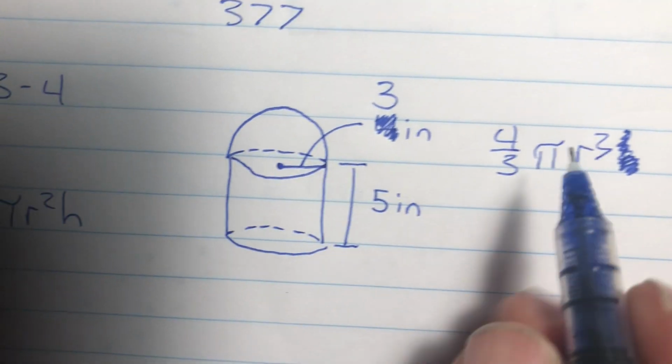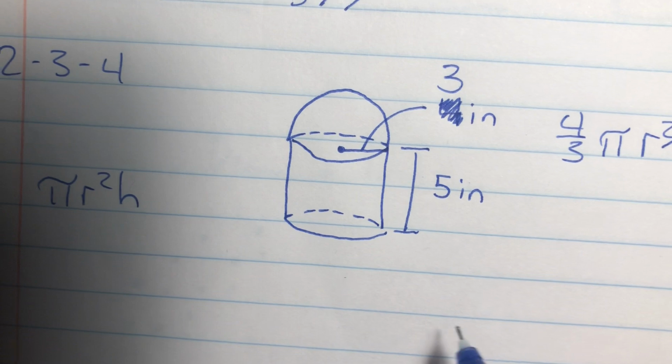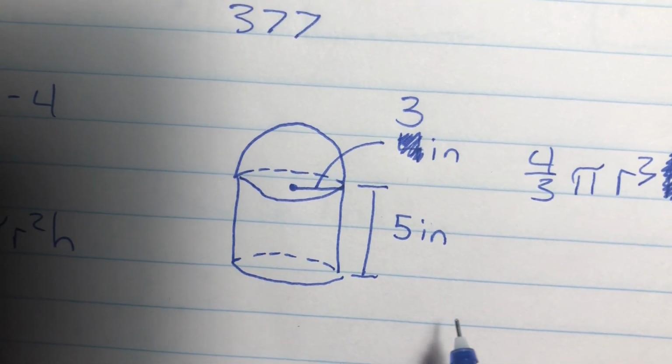Now, in the ones on your quiz, this could be a cone. This could be a cone here. Any of those two scenarios could be occurring, so make sure you're paying attention to every scenario.